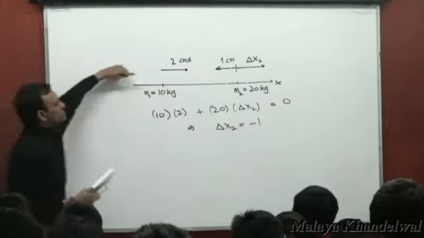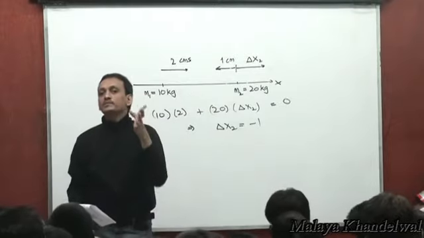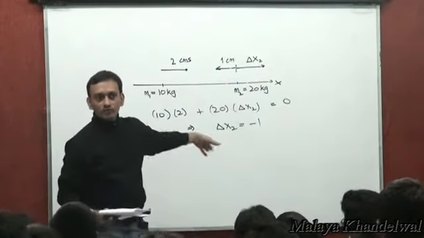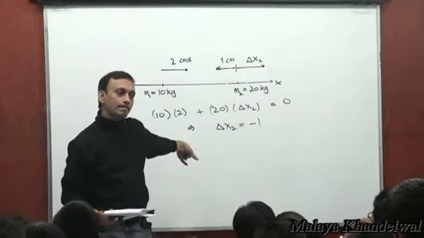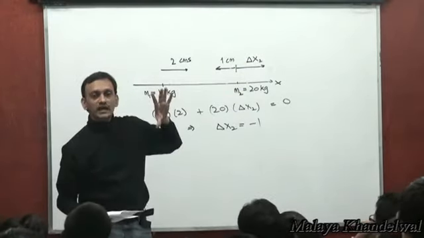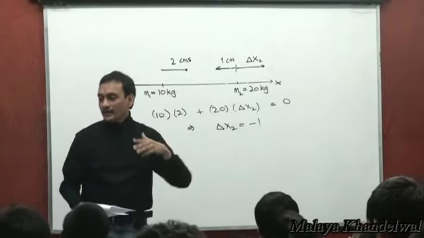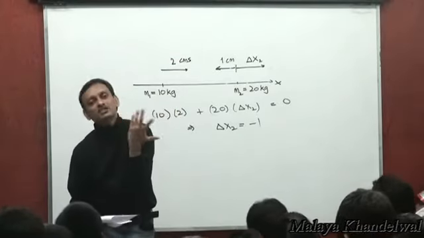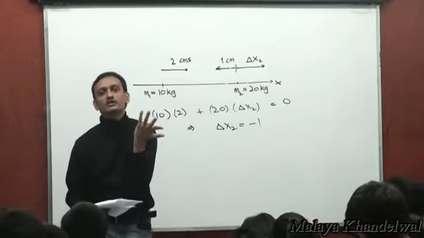So if this is moved to the right by 2 centimeters, this moves leftwards by 1 centimeter so that the center of mass stays in position. I hope all of you understand what I did here. M1 into delta x, M2 into delta x, that must be 0. So that delta x of the center of mass is 0.